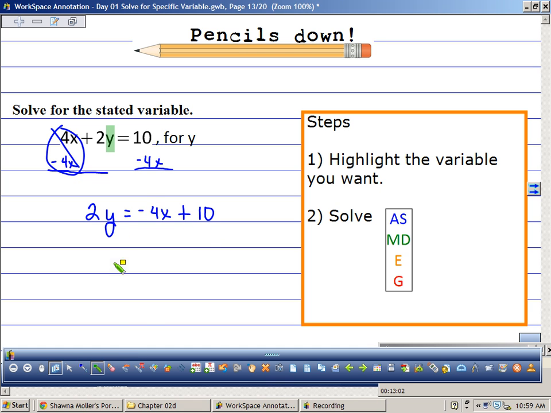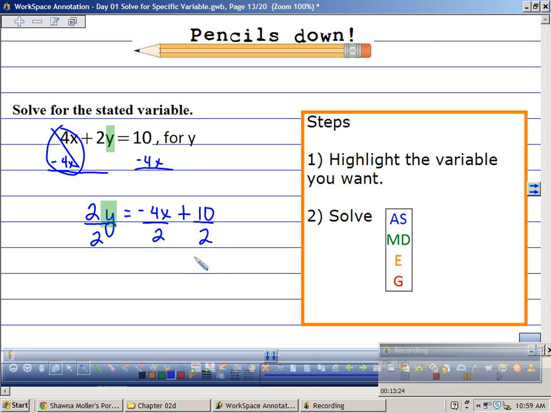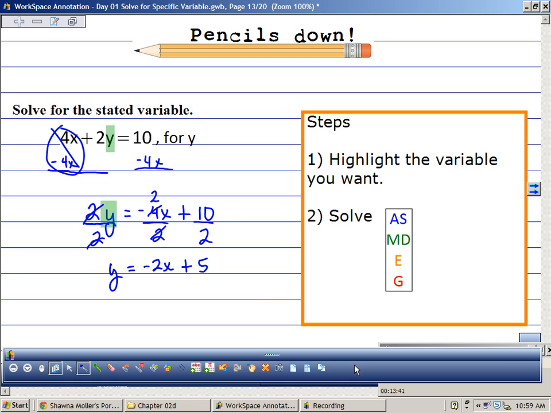So now I still want y, and so in order to break up 2 and y, how would I break them up? Divide by 2. But I don't want to divide this whole thing by 2 because I see factors in here. So couldn't I just divide both by 2 like that? That's a little bit easier, right? That way we don't have to deal with it. So I'm left with y equals, what, and that gets canceled, what's left? Negative 2x and 5. You guys ready to do one on your own?